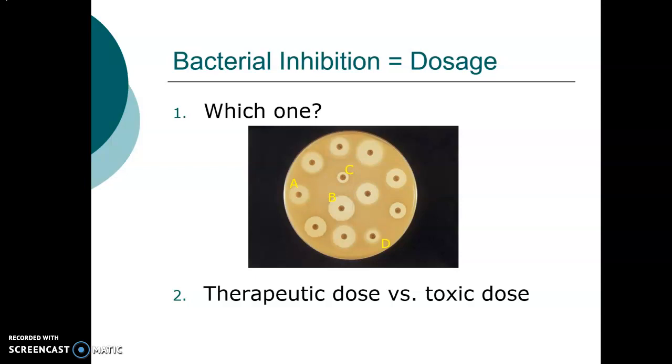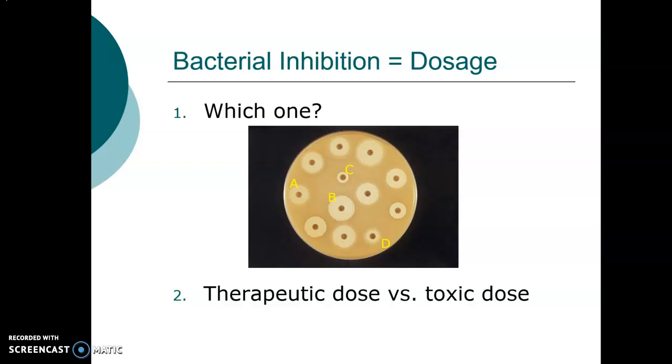All right, now let's look at which drug would you use and how much would you give your patient. So basically, if you look at this, and this is bacteria growing on the plate, you think A, B, C, or D would be most effective at killing that bacteria.